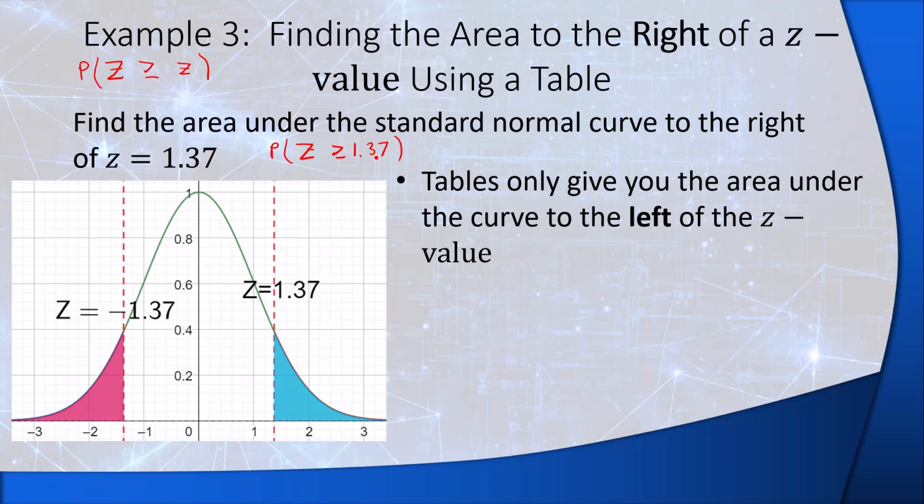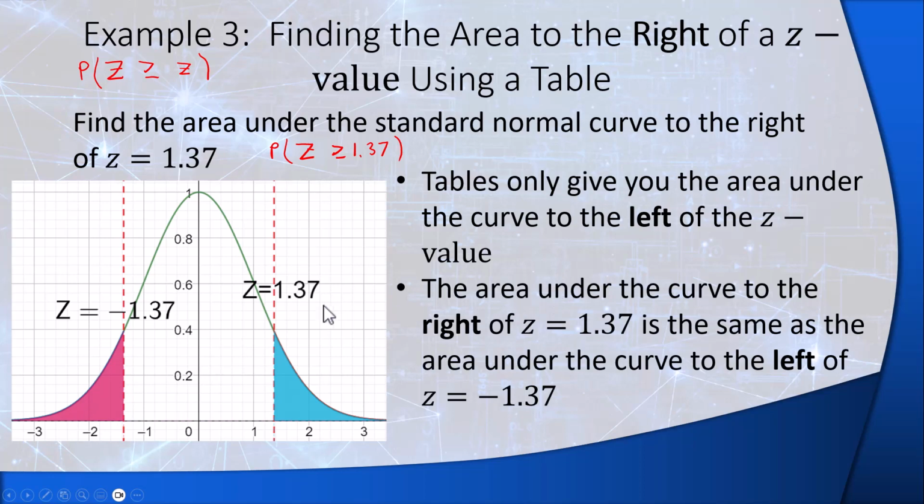Okay, well, here's the crux. The tables that we have only give you the area to the left of the z value. So you give it a z value, it will compute for you the left. Okay? But we have one thing that's working for us, and you can see it here. This is 1.37. This is the area to the right. This is negative 1.37. This is the area to the left. They are identical. Why are they identical? Because the standard normal is symmetric about 0.